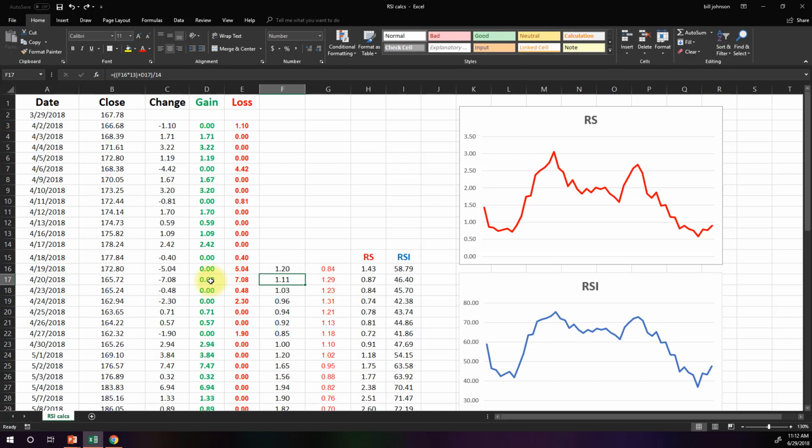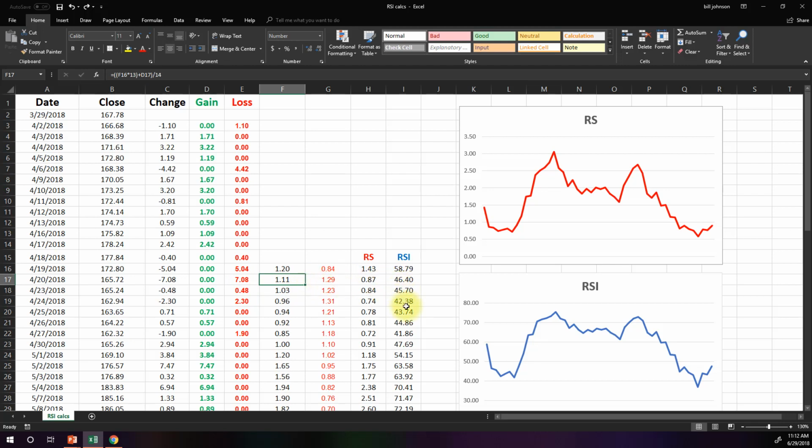And then I'm going to add the newest gain, which in this case was 0. And when I do that and divide by 14, I get $1.11. I will do the same thing here. I'm going to say that 13 times this value, in other words, the previous 13 days on average had a loss of 84 cents, plus this loss right here. And then we're going to divide by 14, and then we get $1.29.